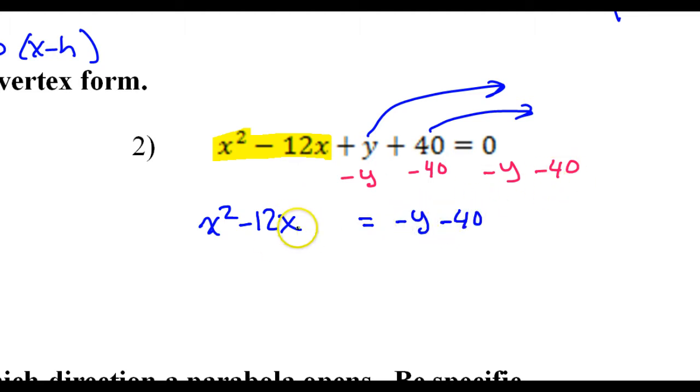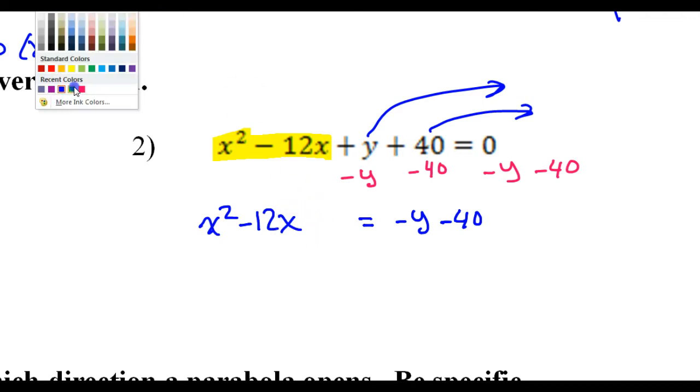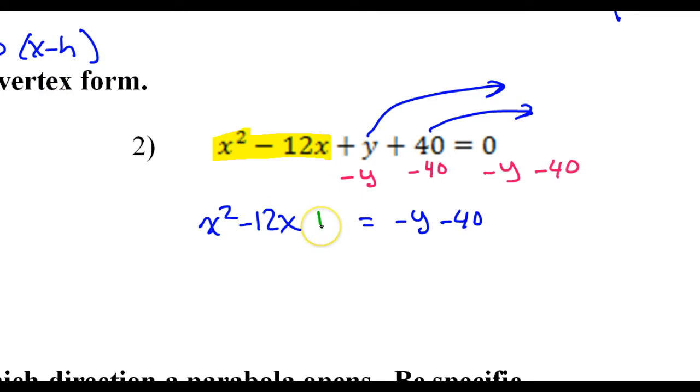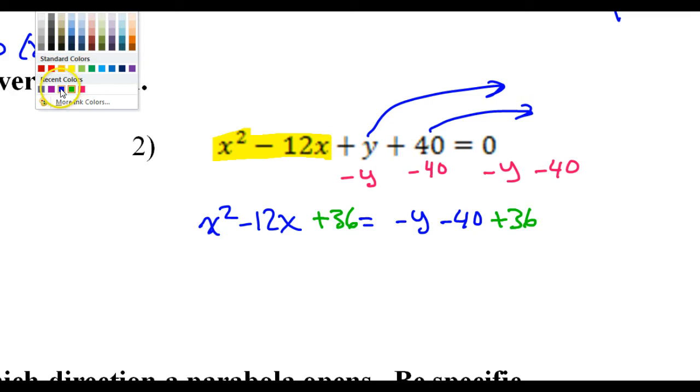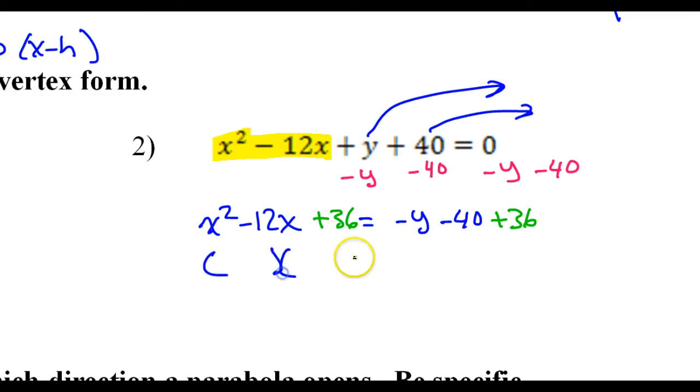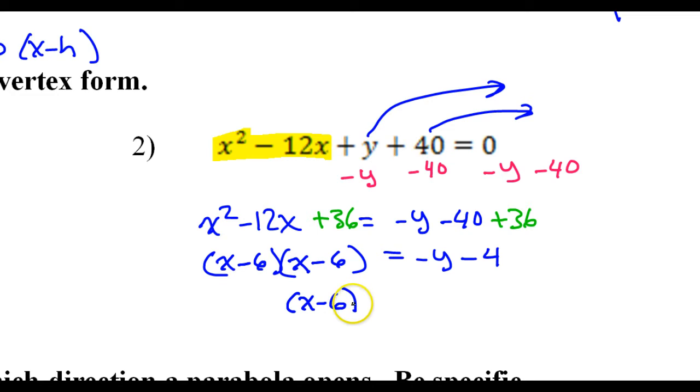Alright, now I'm going to complete the square. So half the middle squared. So half of 12 is 6. 6 squared is 36. Alright, half the middle squared. So as soon as I add 36 on the left, I know I have to add it on the right. Alright, so this is going to factor as the same thing twice. It'll be x minus 6 times x minus 6. So that means we will have x minus 6 squared equals.